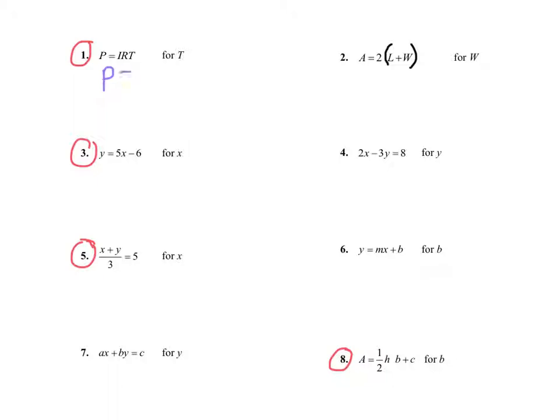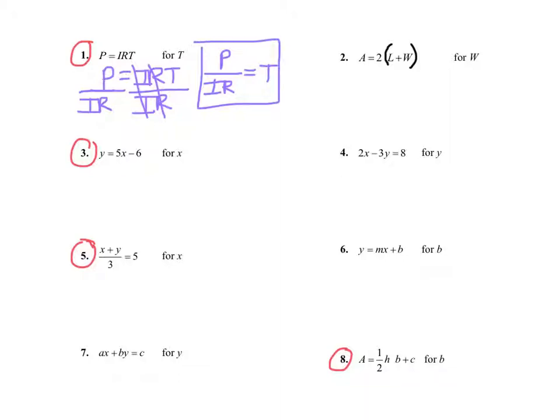P equals IRT, which is an equation we've used, but it's adjusted around. I want you to notice that you have all multiplication right here. It's I times R times T. So you can actually get rid of both of the multiplied variables in one division step. So P over IR, and the I and the R cancel on the right, equals T. P over IR equals T. And that one is finished. T is alone. T is isolated.